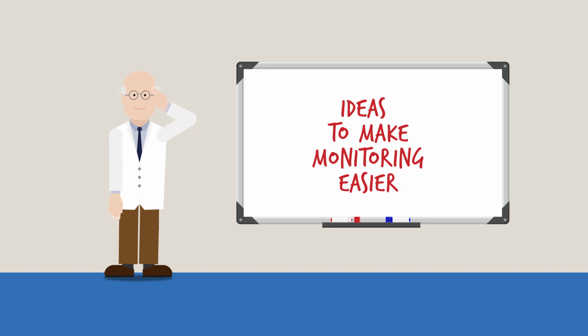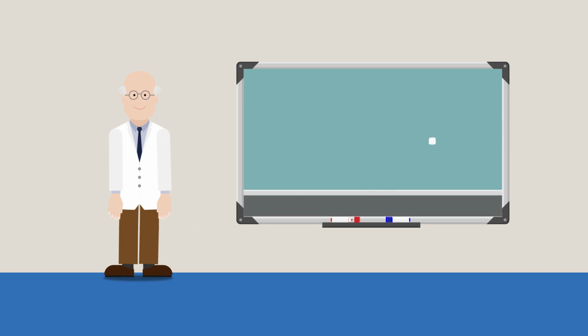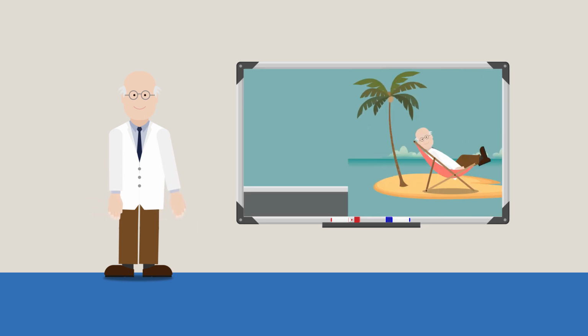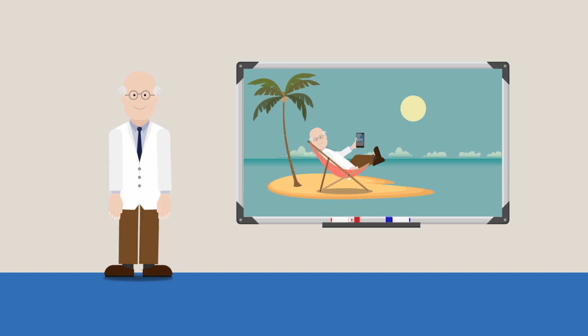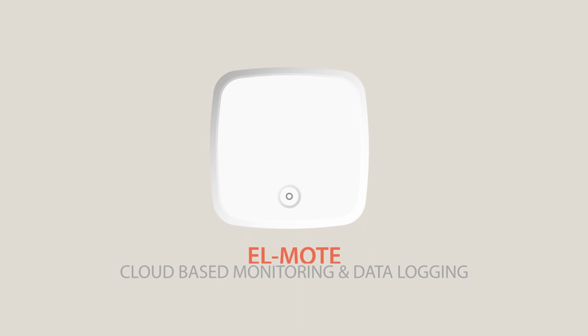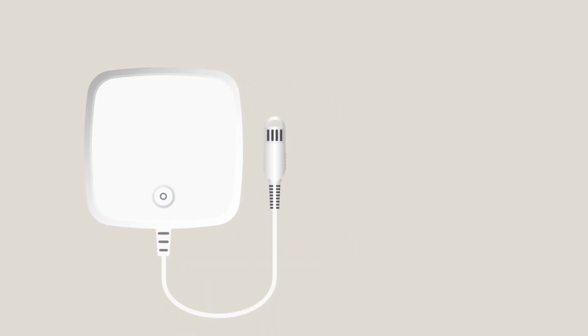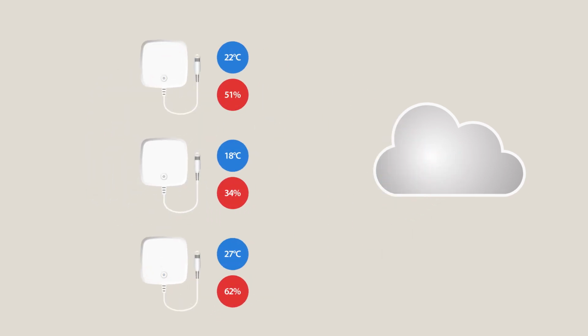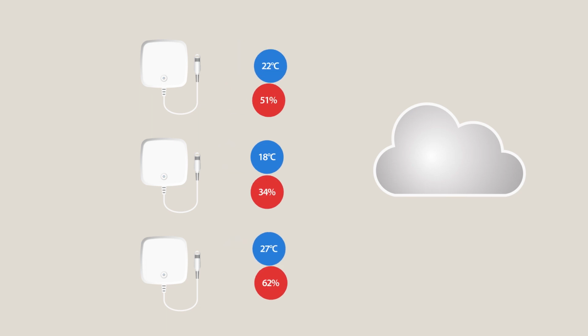At EasyLog, we're constantly thinking about ways we can make remote monitoring easier for you. We've been thinking a lot lately, and we'd like to introduce you to EL-MOTE, our new cloud-based monitoring and data logging platform. The EL-MOTE uses Wi-Fi to send its readings to the EasyLog cloud. Multiple EL-MOTEs across a number of locations can be used with a single account.